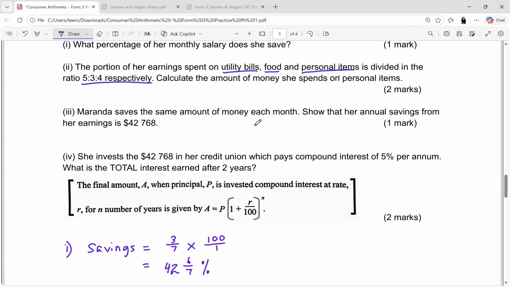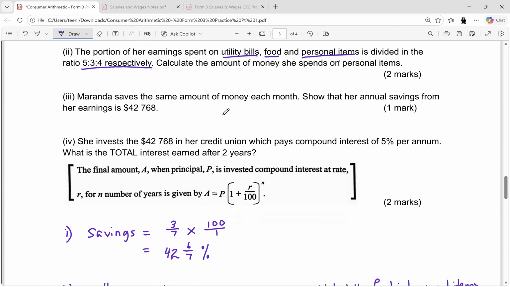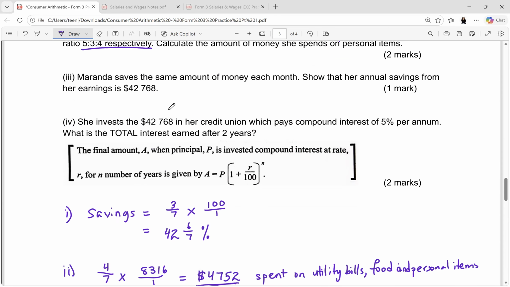And now the next part of the question says that Miranda saves the same amount of money each month. Show that her annual savings from her earnings is $42,768. So she saves the same amount of money each month. In order to show that, well, first we need to know how much she saves, right? Now, guys, if we know the amount of money that she saves each month, how would we find out how much she saves in a year?